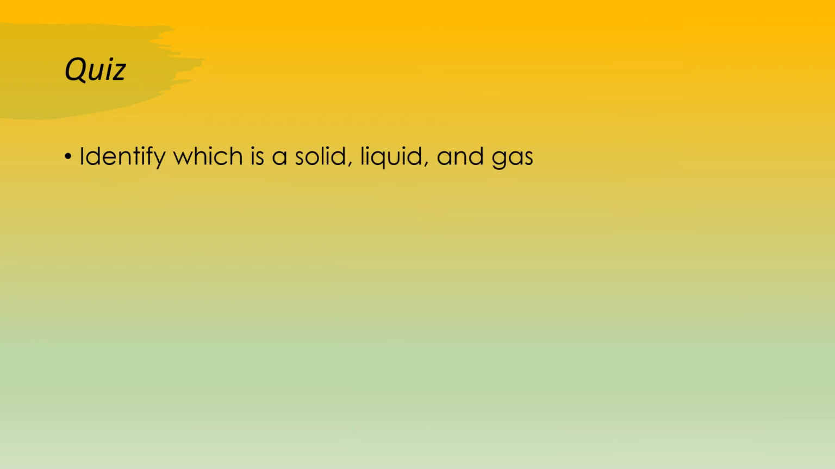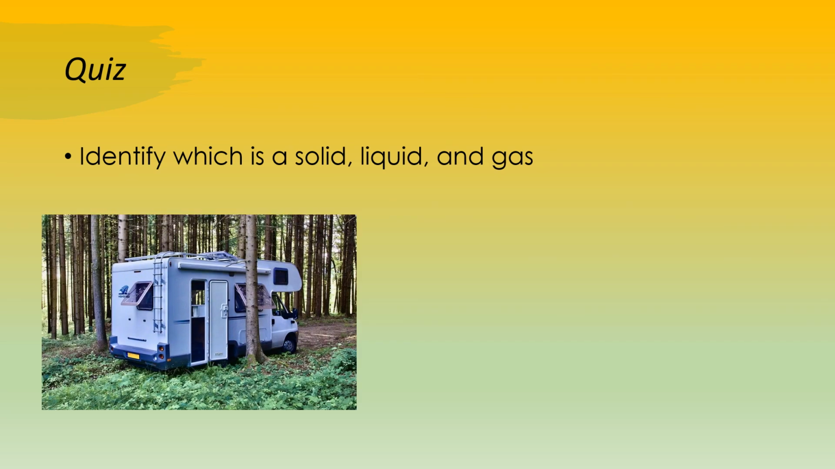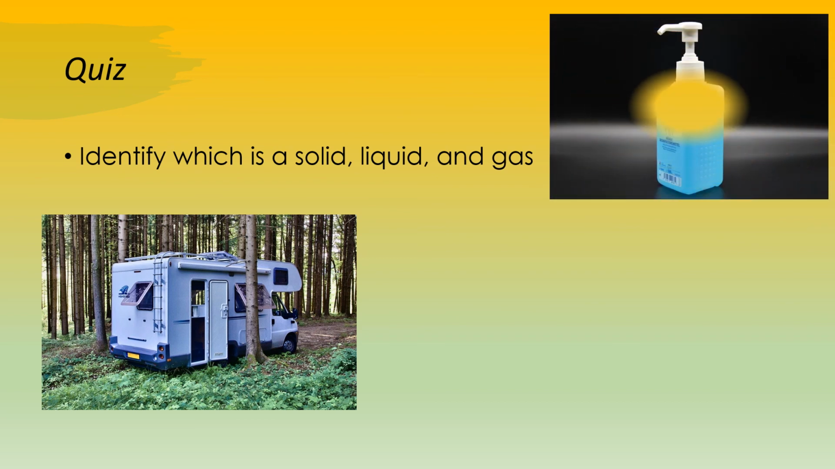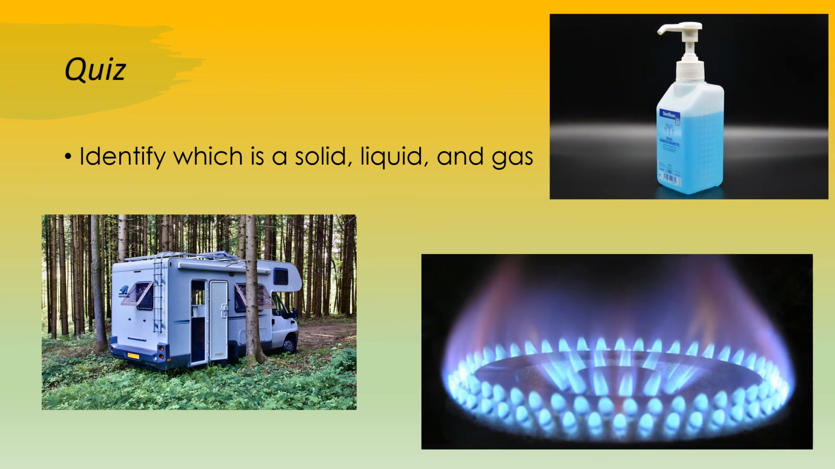All right, so before we are done, just want to do one little quick quiz. Make sure you guys were paying attention and we figured out how to identify solids, liquids, and gases. So here's a quick little quiz for you. We've got an RV or camper, whatever you want to call it. We've got a bottle of soap, and we have a burner. So, looking at those three pictures, can you guess which one is which?